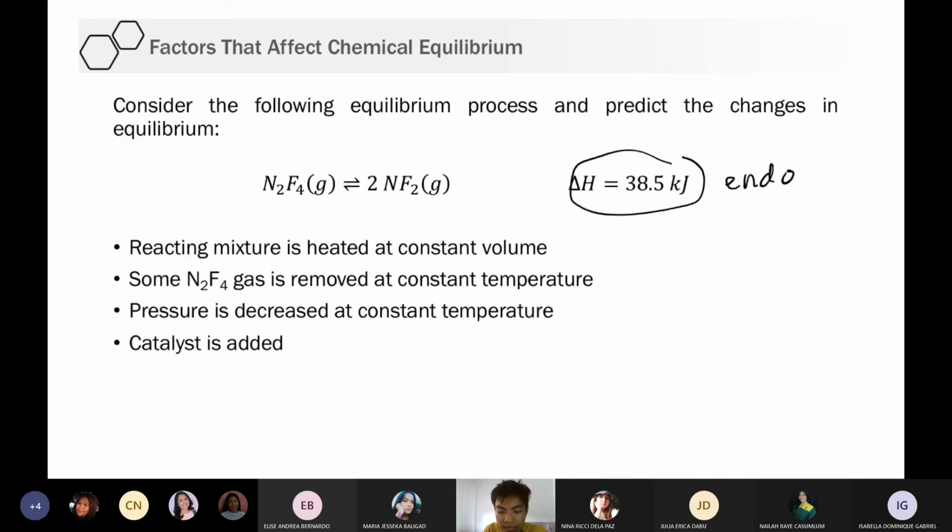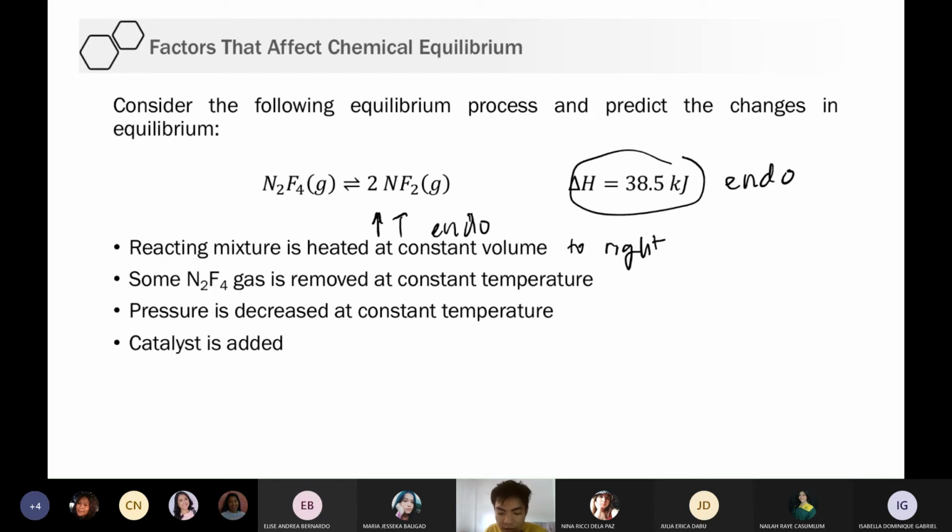So ano bang ginawa natin? Tinaas natin yung temperature dito. And since ito ay endo, it will favor the formation of products. To the right yung kanyang shift. Okay. So the equilibrium will shift towards the right if the temperature will increase for endothermic system. Okay? So endothermic yan, so to the right yung shift.